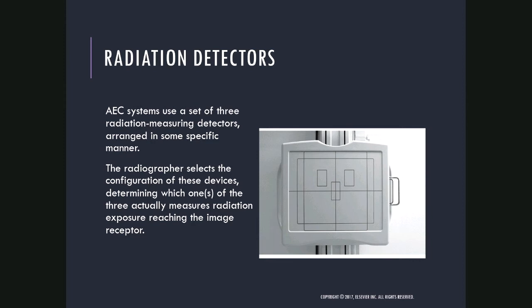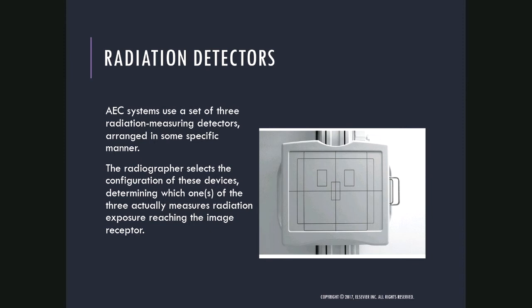When you do a PA chest, you've either got the outer cells or all 3 cells, depending on where you're working. Those are what are going to pick up your radiation and determine when to stop the exposure. Most all systems have 3 sets of detectors. I think Philips equipment has 5, so it's more like an X configuration there on the bucky.